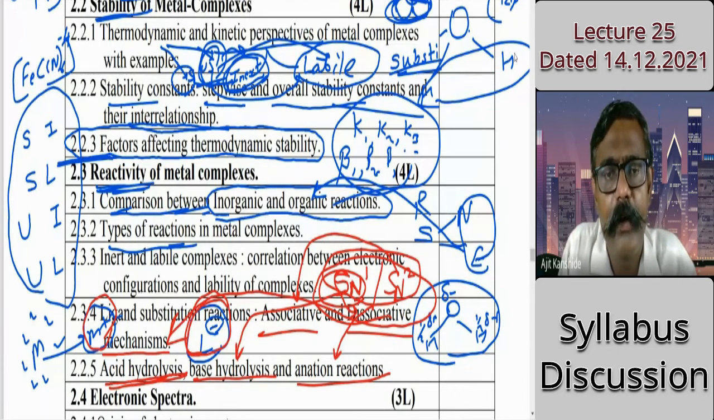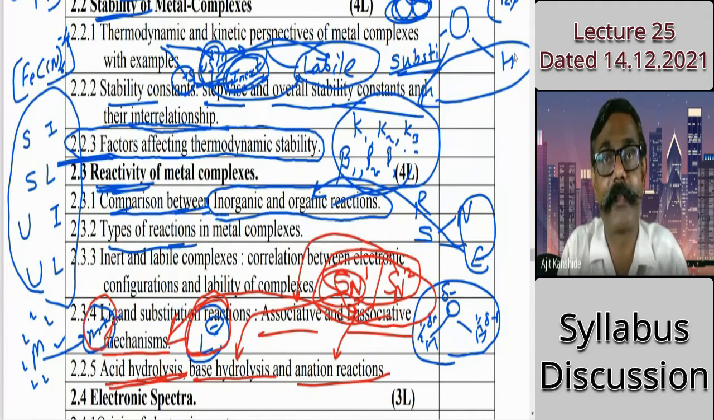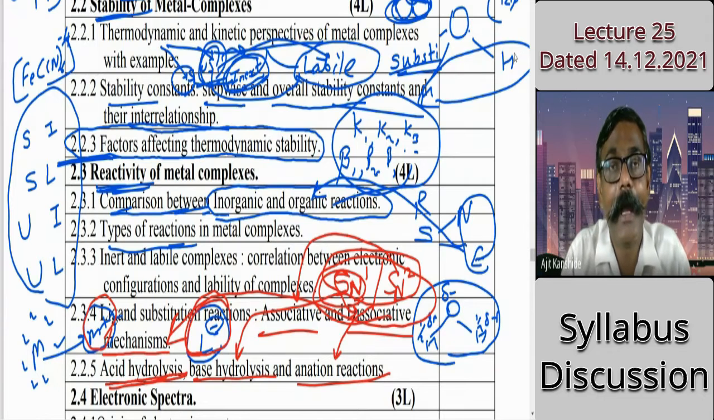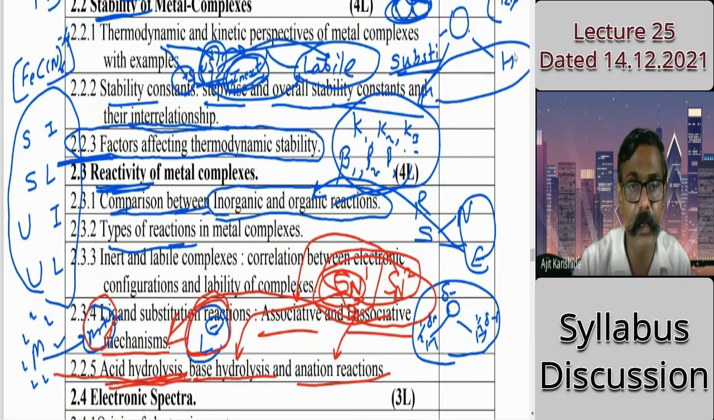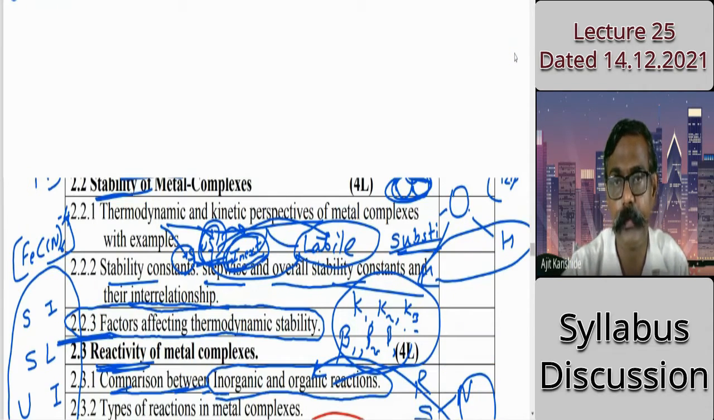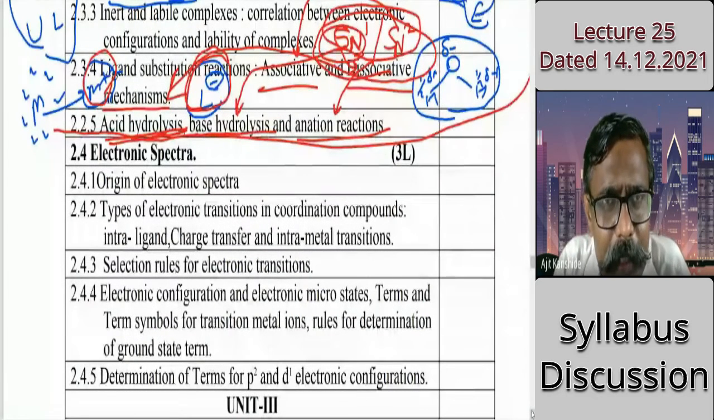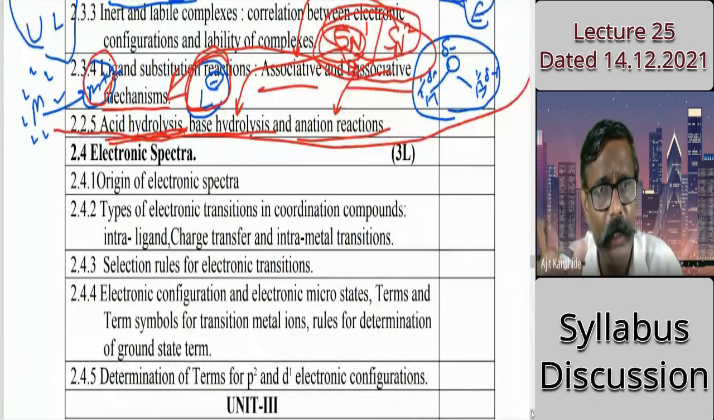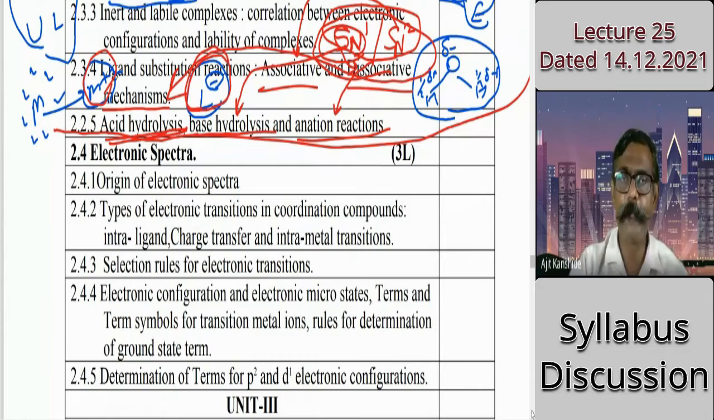What is meant by acid hydrolysis, base hydrolysis, and anation? You will come to know slowly, and you will answer what mechanism is involved in each. Before that, you should know what SN1 and SN2 are, what the dissociative mechanism and associative mechanism are. So in this third part, you are discussing the reaction mechanisms for substitution reaction. Up to here, is the concept partly clear? If not clear, don't worry, we are discussing it in detail.